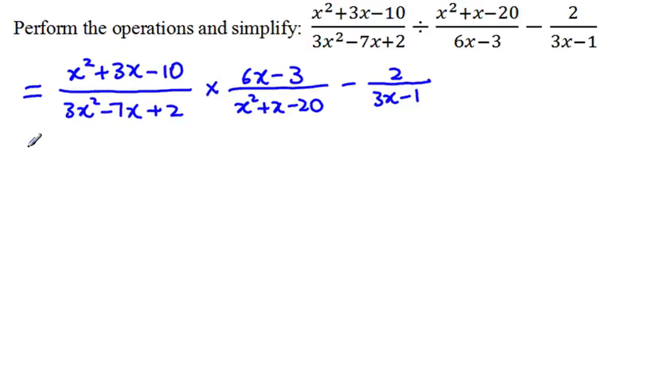All right, let's continue to take a look at the first two fractions. We want to multiply them together. The best way to do it is to factor first. Maybe later on we can reduce. Some of the factors could be the same.